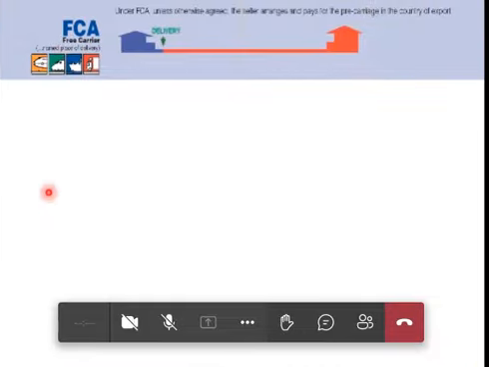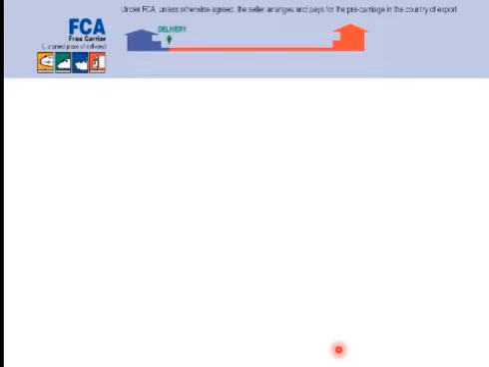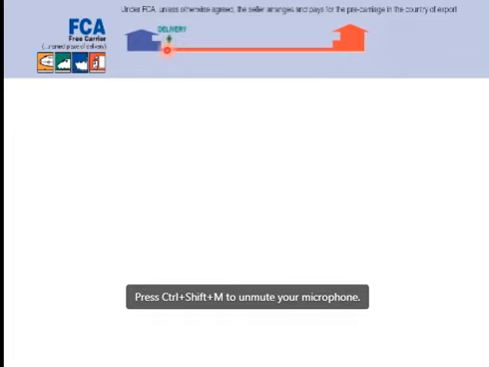The next term is FCA. So for the FCA, under FCA, unless otherwise agreed, if the seller arranges and pays for the pre-carriage in the country of export, the seller will pay for the pre-carriage and here is the point of delivery.